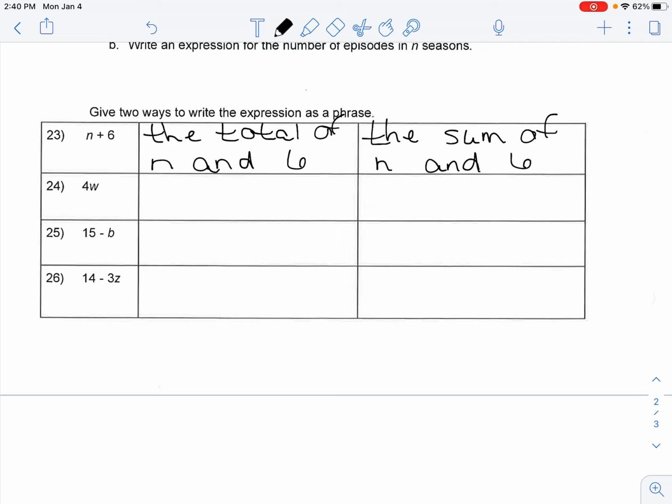Number 24, that's multiplication. Whenever you have a number right beside a variable, 4W, that means multiplication. Well, I know the word product means to multiply, so we could say the product of 4 and W, or we could simply say 4 times W.